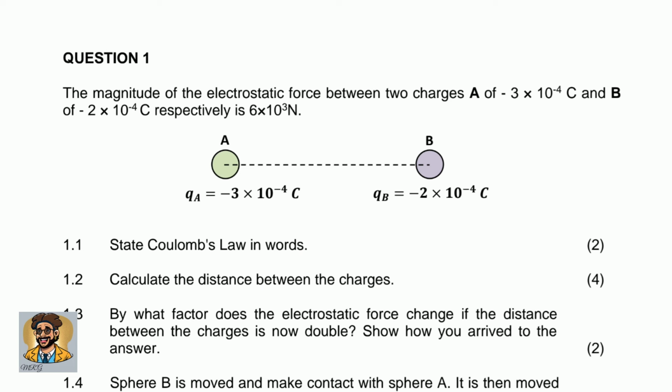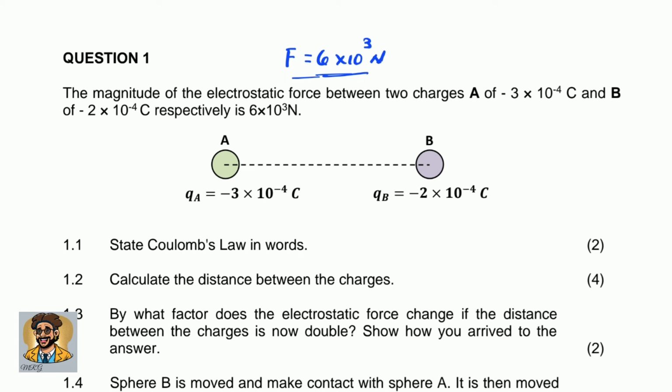This question says the magnitude of the electrostatic force between two charges, A of -3 times 10 to the -4 coulombs and B of -2 times 10 to the -4 coulombs respectively, is 6 times 10 to the 3 newton. So the magnitude of the force, and that is an important thing here. This force between the two of them is going to have a magnitude equal to 6 times 10 to the 3 newton. This is just the magnitude.